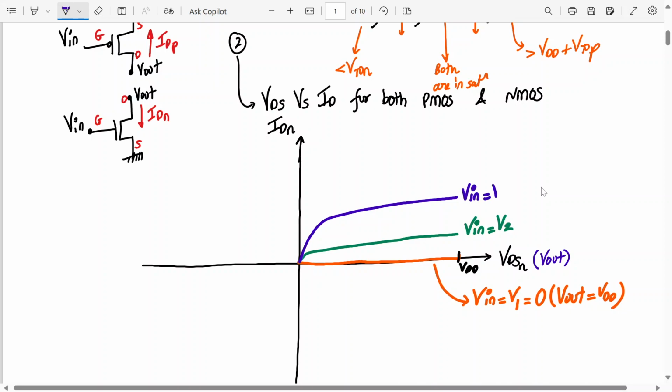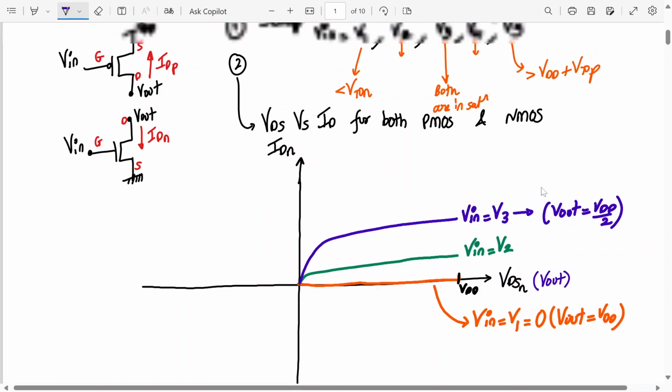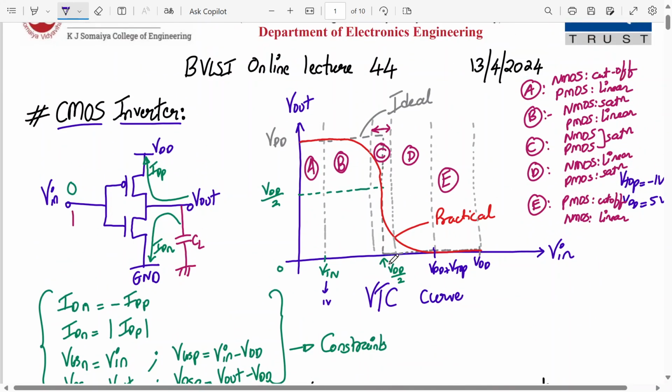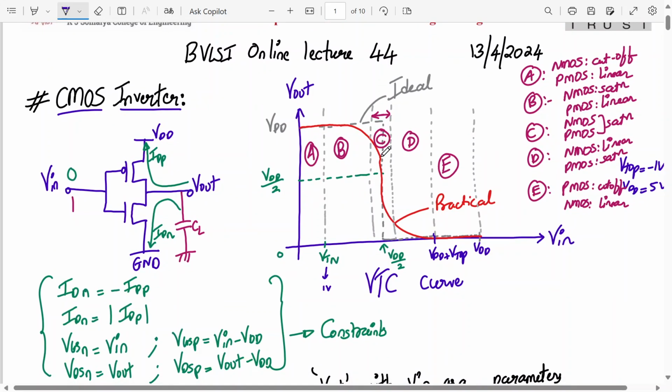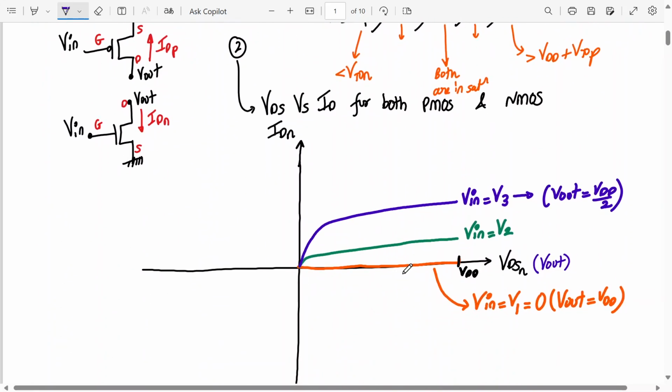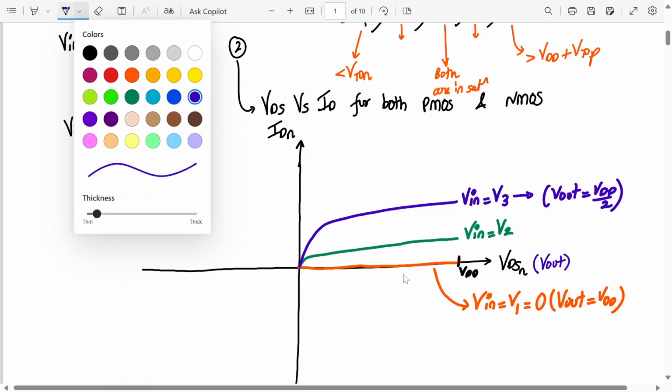So V in equal to V3, we get this graph. Alright. And this is also the point where your V out is equal to VDD by 2. See, V in equal to V3 is when both the transistors are in saturation, and we have a point which is VDD by 2. Here also we have VDD by 2. Both the transistors are in saturation. So this point is called the threshold voltage of the inverter, or the switching threshold of the inverter. Anyways, we'll go further and plot next.